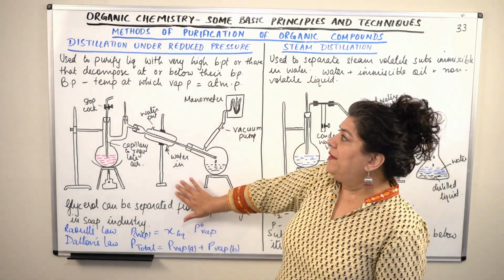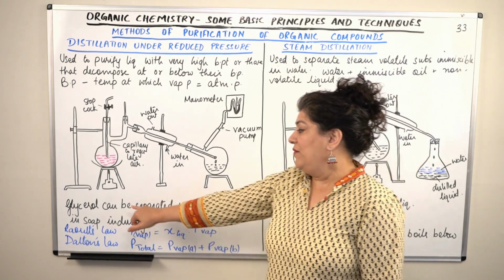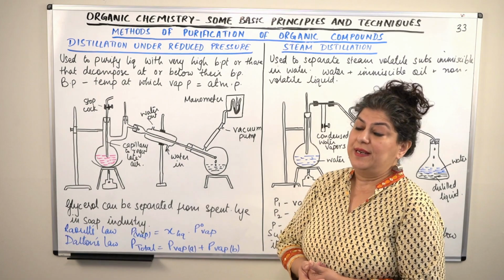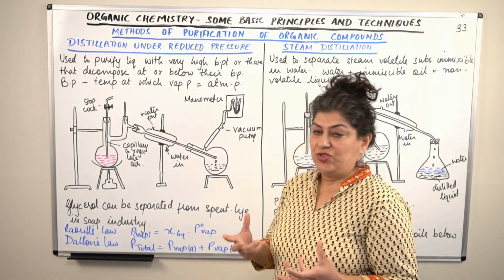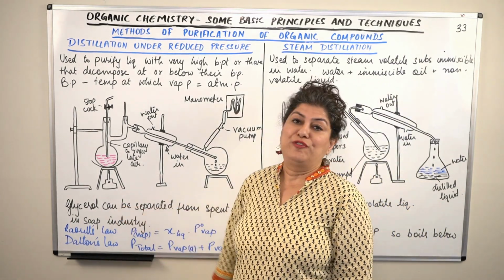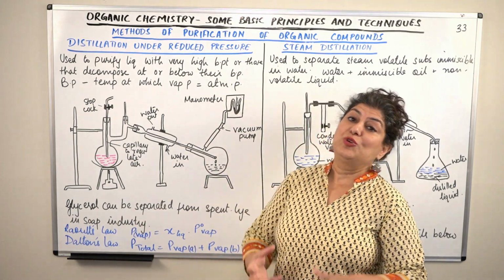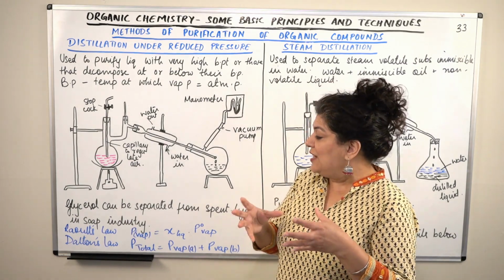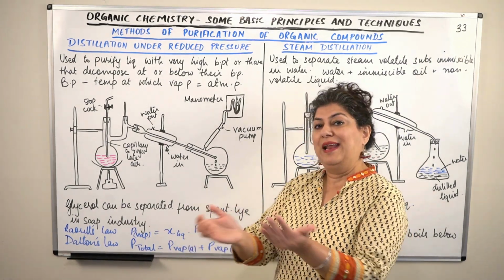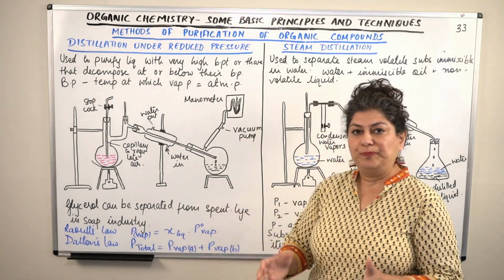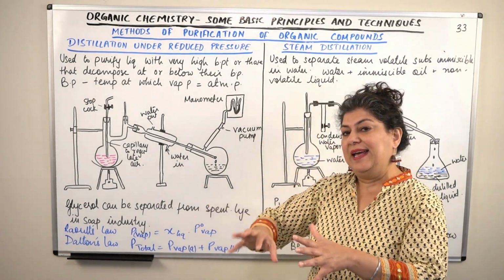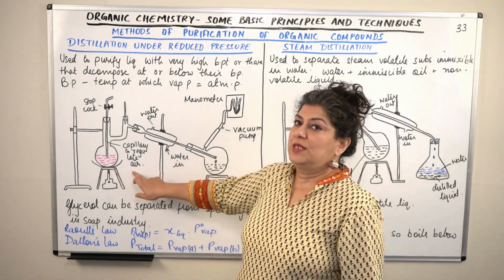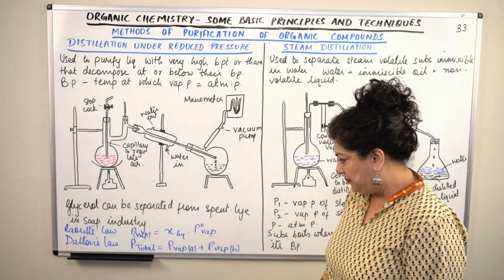An example where distillation under reduced pressure is used is where glycerol can be separated from spent lye in the soap industry. When you prepare soap industrially, the byproduct of soap is glycerol, and glycerol can also be used for other things. So this byproduct is also pretty useful. This glycerol can be separated from the spent lye of the soap, the waste of the soap. In the soap industry, the glycerol is separated from the spent lye with the help of distillation under reduced pressure.